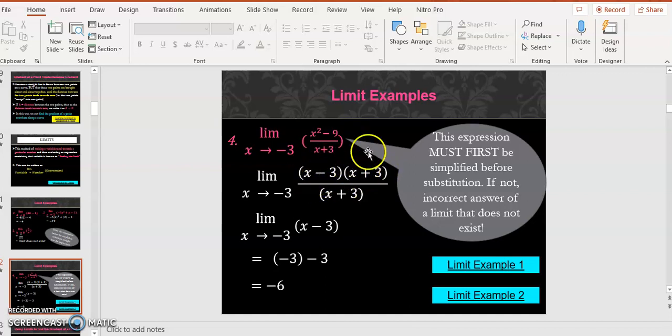Difference of 2 squares over x plus 3. So this can cancel out. So we are going to have x minus 3, then you substitute. So if I substitute x as -3, I'm going to have -6. Are we together? Okay, let's continue.